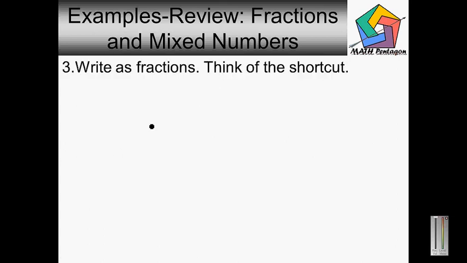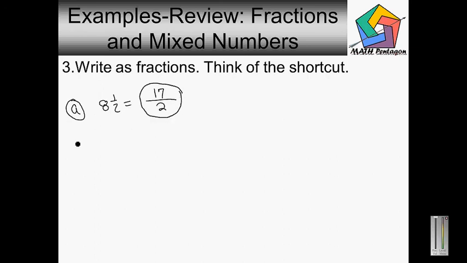Okay, we want to write as fractions. Think of this shortcut. So we basically want to change mixed numbers to fractions. So let me do a few examples. Let's say we have 8 and 1 half. So in order to change this to a fraction, you would just do 2 times 8 is 16 plus the 1 would be 17. So we put 17 in our numerator and just keep the same denominator 2 over here. So our final answer would be 17 over 2.